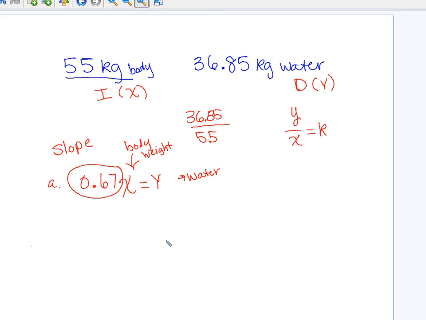Part C says how much water would a 150 kilogram person contain. So body weight, I'm just going to take the same equation, and I'm going to plug in 150. It's going to give me my water amount.